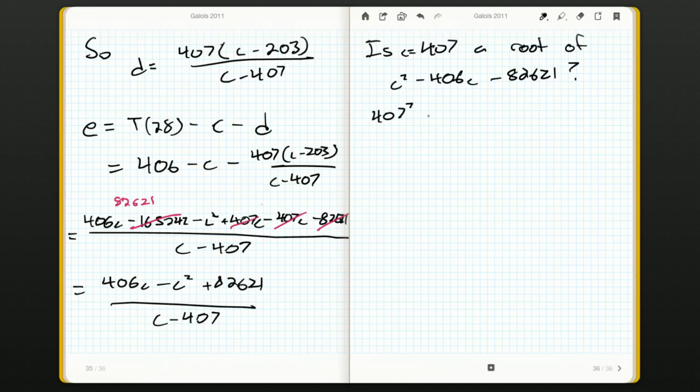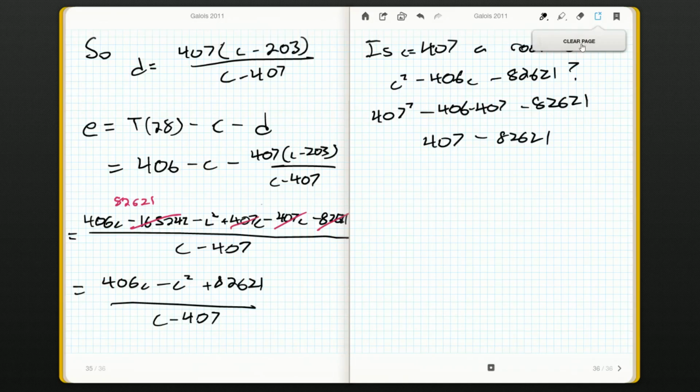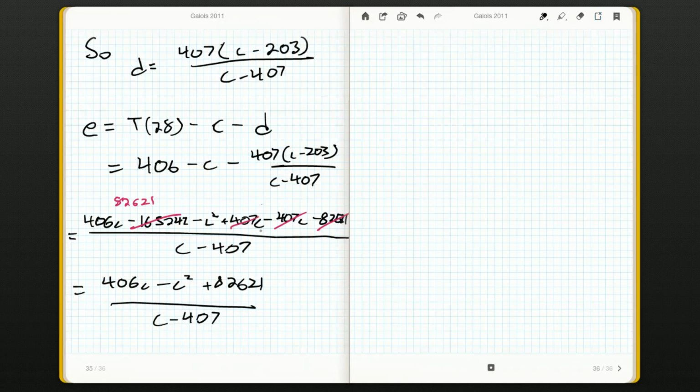So we need 407 squared minus 406 times 407 minus 82621. 407 times 407, well, this is just going to be a 407 right here. Minus 82621, so no. So we can clear that page. So that's not going to be a root. But we do have a handy equation for E.